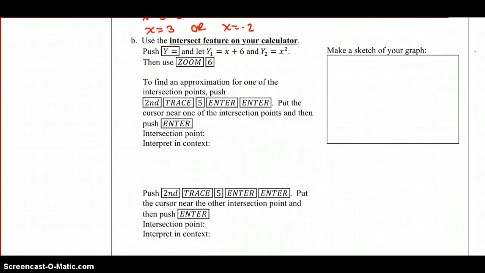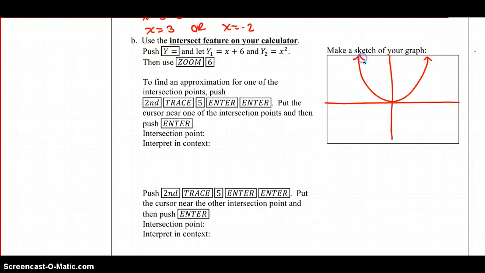Okay, so let's look at a graph to see what's going on. It says to use the intersect feature to solve the same system that we just did using the substitution method. So we're going to push y equals, and next to y1, let it be x plus 6, and next to y2, let that be x squared. And then we can push zoom 6, and we get a graph that looks something like this. So here's our quadratic equation, y equals x squared, and then our linear equation. This one is our y1, and that is the graph of y2. And we can see that we have these two intersection points.